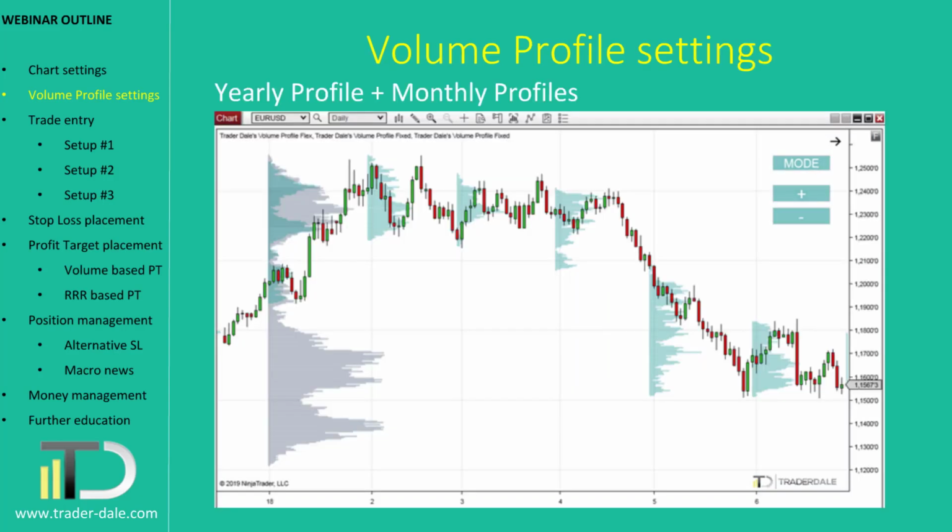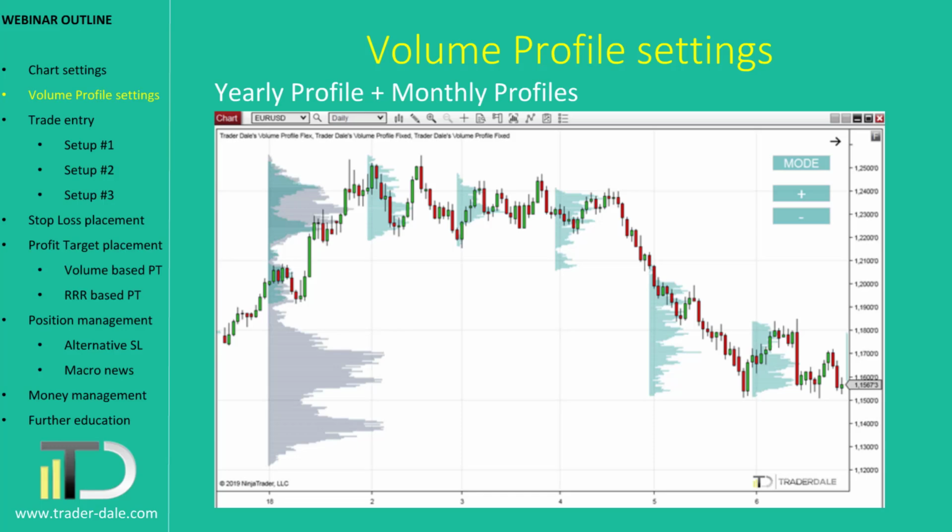So let's now move on into the volume profile settings, the ideal settings to set up your charts for swing trading. There are 2 templates which I like to use for looking for swing trades. Before you can see the first one. It's a combination of yearly profile with monthly profiles. The yearly profile is the big gray profile on the left of the screen, and it shows you the whole overview of the whole year.